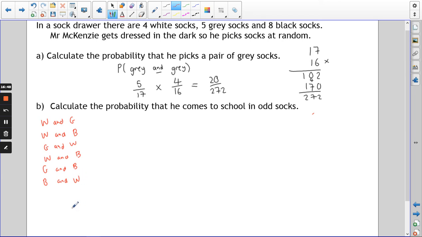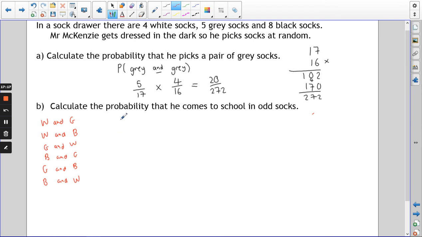Now, is that all of them? No, because I've got a double out there. Hold on a sec. Let me get rid of that one. That should have been black and grey. There we go. Okay, so I got 2 W's, 2 G's, 2 B's, and they're all different. So there's 6 combinations, 6 ways he can get a pair of odd socks, or well, not a pair, just 2 odd socks.